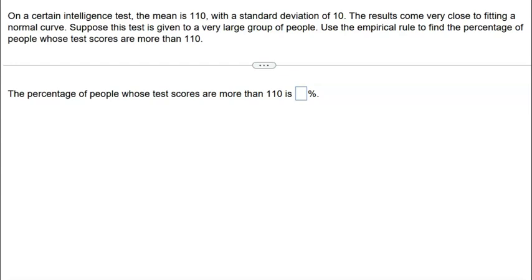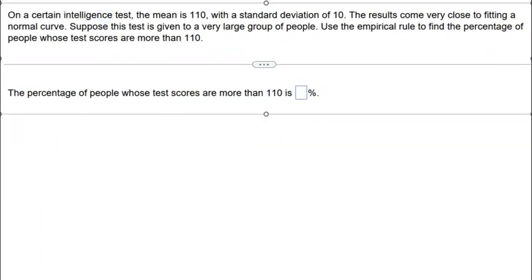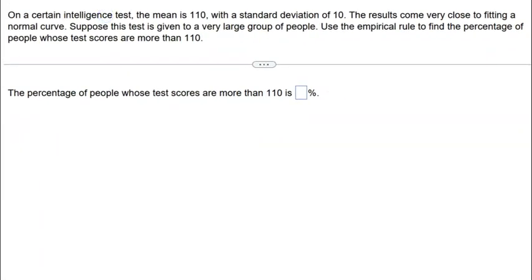On a certain intelligence test, the mean is 110 with a standard deviation of 10. So we have an X bar, that's my 110. Let's write that down as we read. So my X bar is 110, and my standard deviation, my S, is 10.